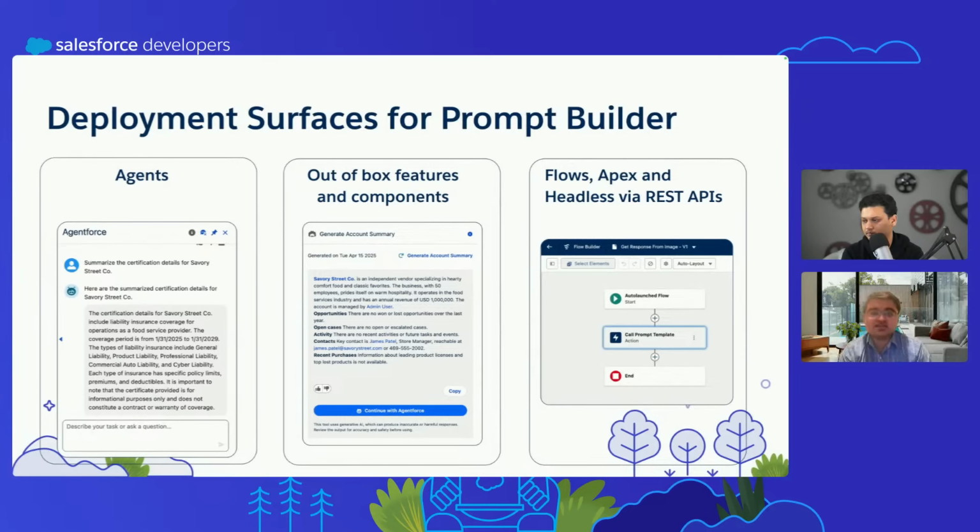Second is out-of-the-box features and components. A question that we get all the time here in Prompt Builder is how do I get value fast from my prompts? And one of the biggest examples that we have of that is our account and record summary component, which you're looking at right here. So for generate account summary, what you're looking at is basically Prompt Builder getting invoked via API headlessly so that in a drag and drop component, you are getting the account summarization capability.